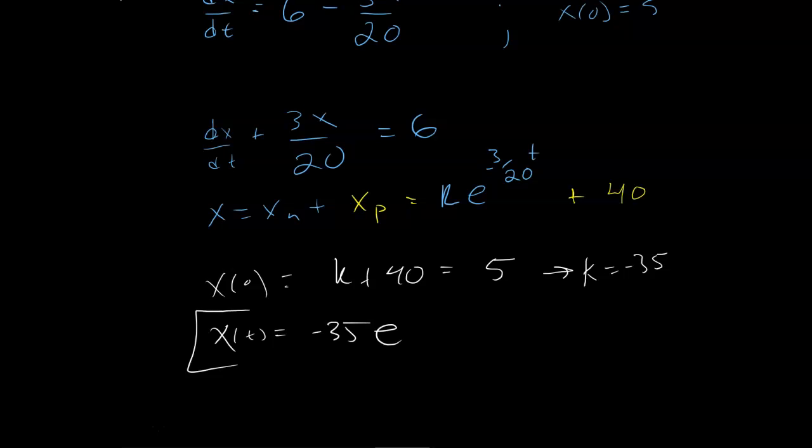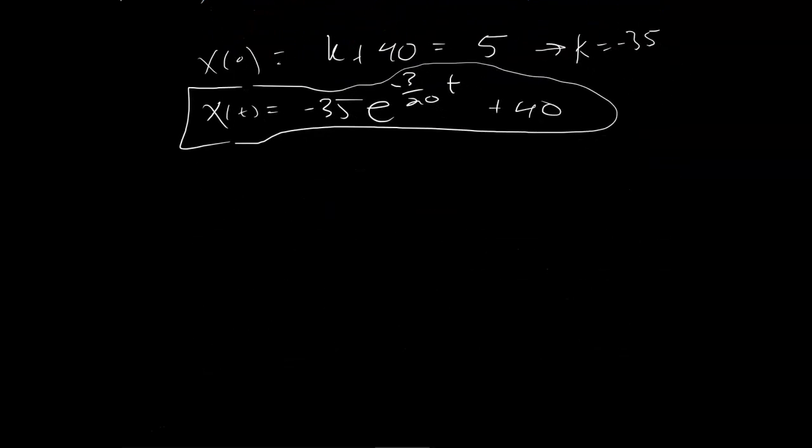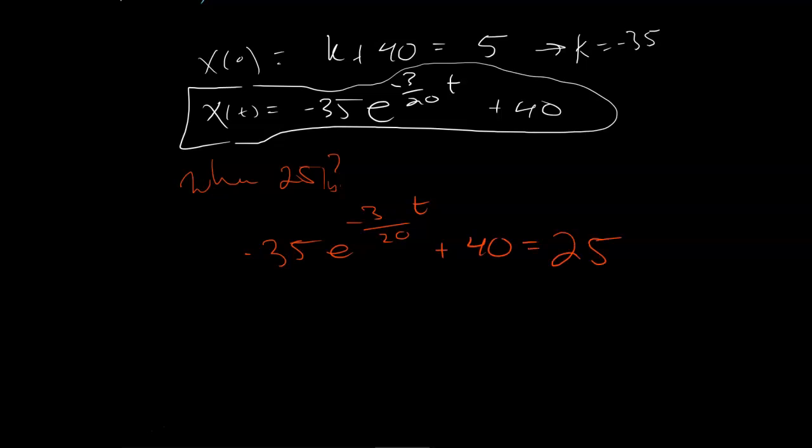We have negative 35 times this expression plus 40. Looks kind of like a fish. So now we get asked that follow-up question of such great import: when is this 25 pounds? So we say, dear Mr. Equation, when are you equal to 25? Set 25 on one side, and we have negative 35 e to this expression equal to negative 15.